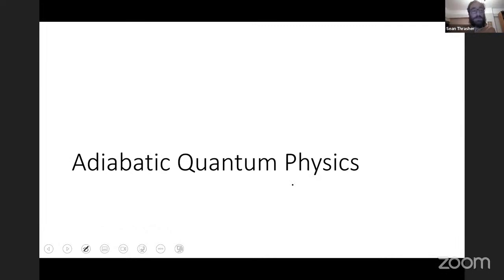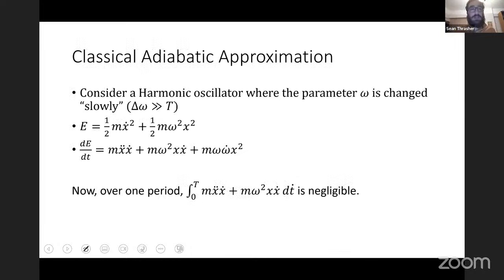Okay, so where I'm heading is I want to talk about adiabatic quantum computing. First, I want to introduce what adiabatic quantum physics is. What's the essential idea behind it? Before I actually talk about it properly, I want to give a kind of classical analogy.